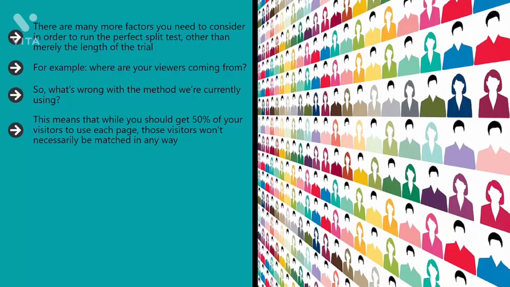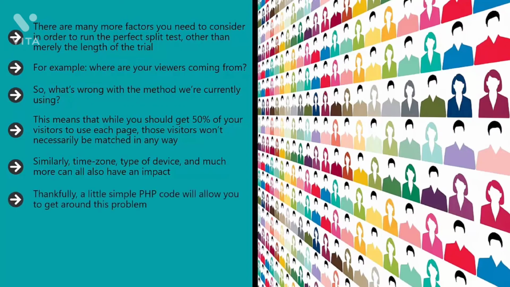Pure chance might mean that everyone from Asia ends up on one version of your website, while everyone from the US ends up on another. This can skew your results again, owing to cultural differences. Similarly, time zone, type of device, and much more can also have an impact. Thankfully, a little simple PHP code will allow you to get around this problem.